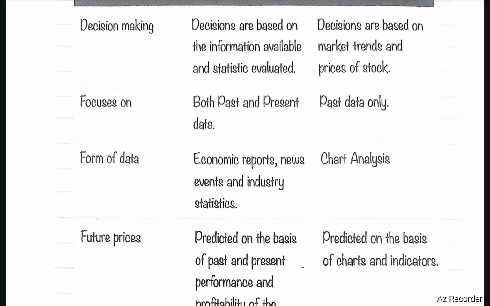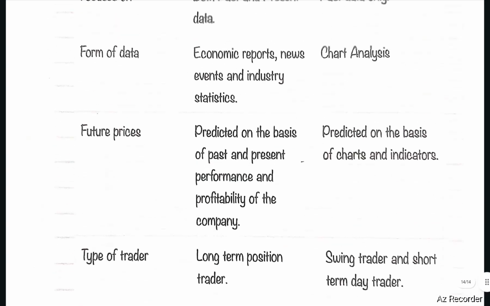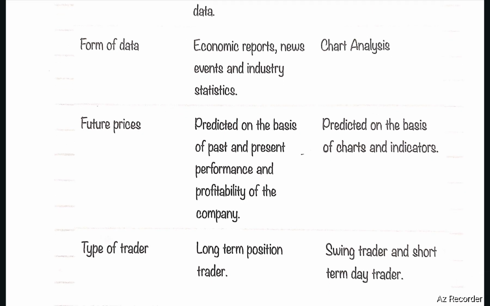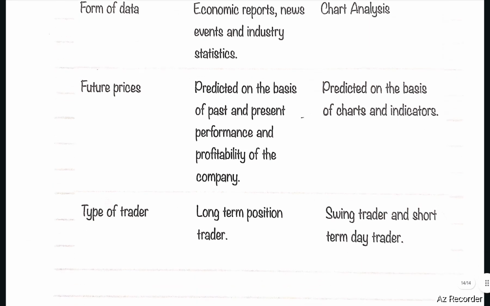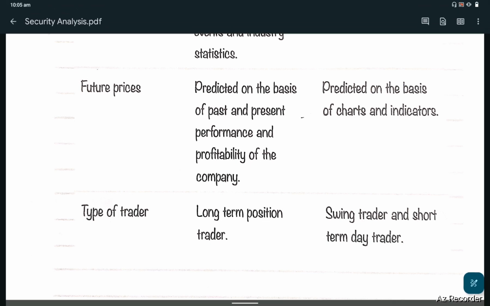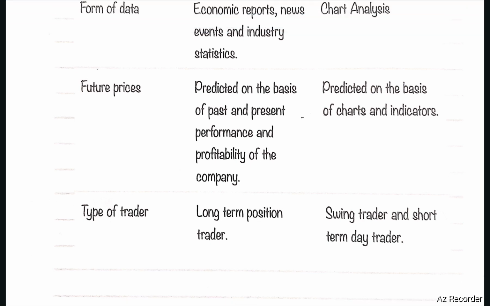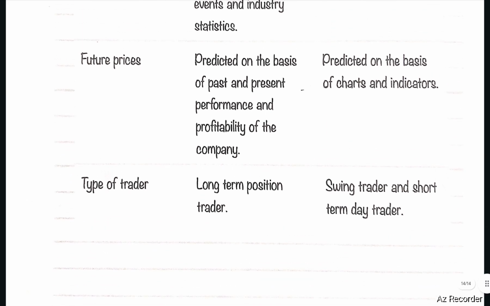Form of data. Economic reports, news events, and industry statistics are the data considered for fundamental analysis. Chart analysis is the data considered for technical analysis. Future prices are predicted on the basis of past and present performance and profitability of the company. In case of technical analysis, future prices are predicted on the basis of charts and indicators. Type of trader. In case of fundamental analysis, generally long-term position traders will be there. In case of technical analysis, swing traders and short-term day traders will consider technical analysis.